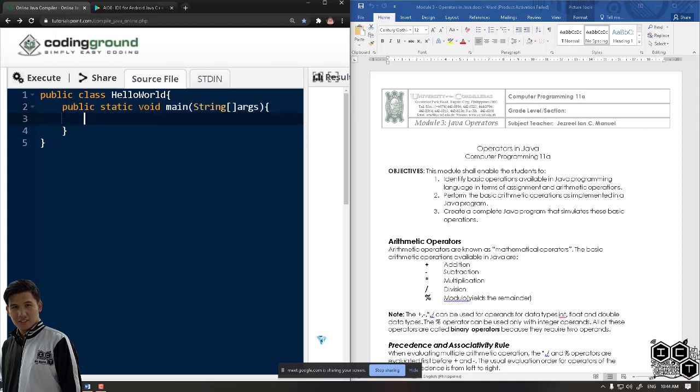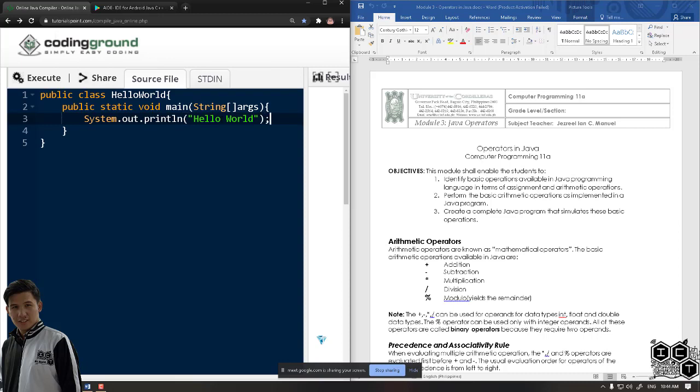Kagaya nito. Inside the public static void main string method, itong blocks na yan, dito nyo ngayon ilalagay yung code natin in order for us to print. Okay? In order for us to print particular messages. Say, for example, I will print hello world.